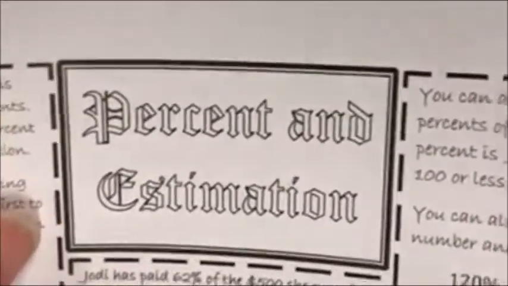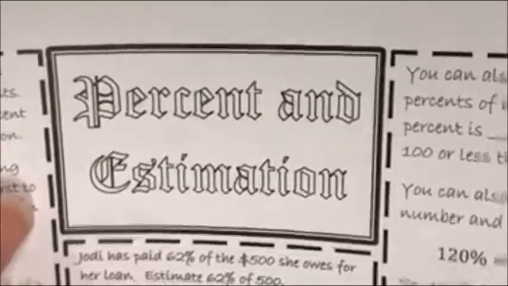Okay. You're going to leave page 31 blank. On page 32, you're going to glue in the one that says percent and estimation. This goes on page 32. So percent and estimation on page 32, okay? Leave 33 blank.